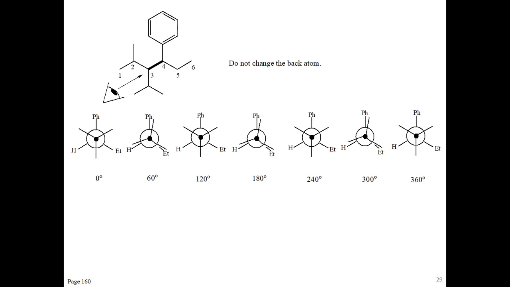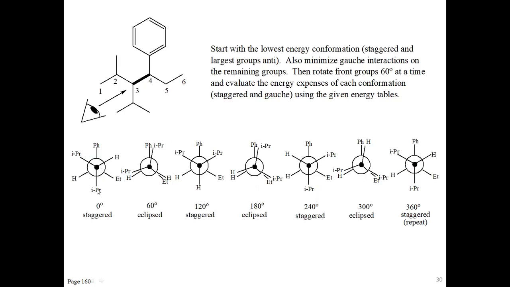Okay. So here I have all the back positions filled in. Right. Now I take the big group, the isopropyl, I put it down, and then I have to put in another isopropyl and an H. I don't want to put the isopropyl over here because it would be 3 gauche interactions. So instead I put it on the left. I have a gauche here and a gauche here. That's 2 gauche interactions. So that's our starting energy right there.